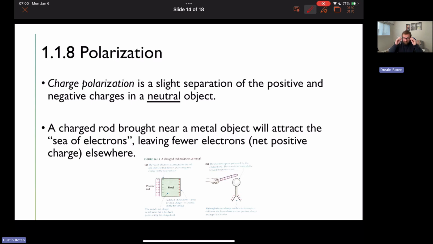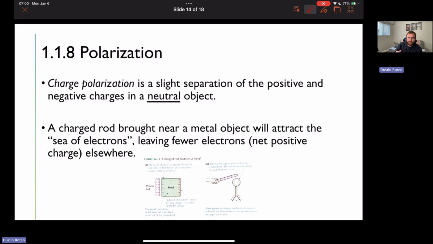All right. Now we've talked about charging, discharging. Let's talk about a weird phenomenon where we can actually take a neutral object and give it the appearance that it's kind of charged. Okay. And this is called charge polarization.